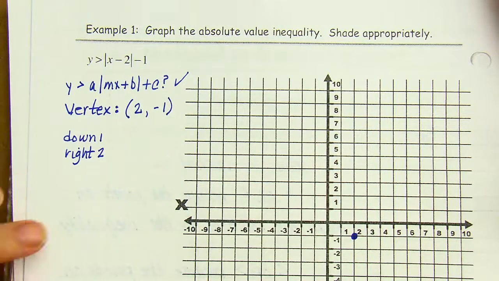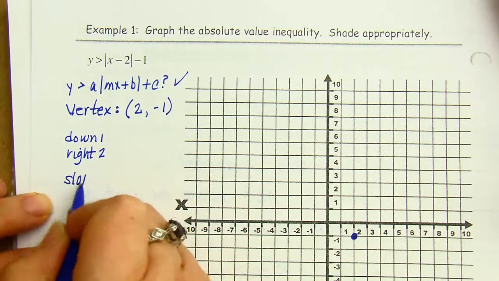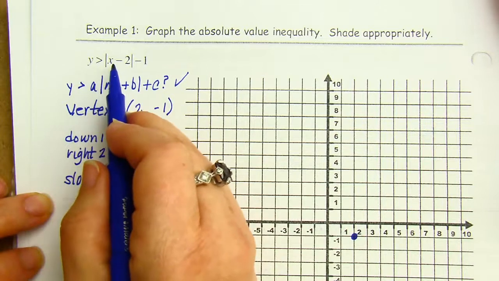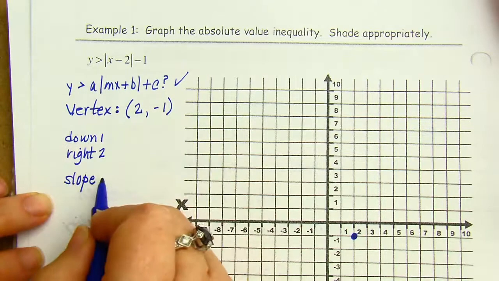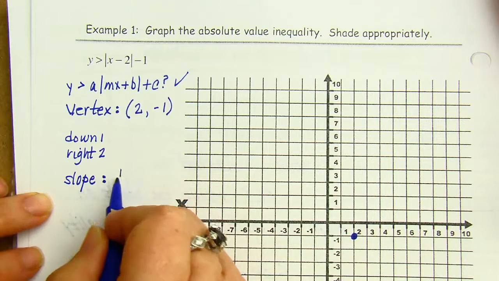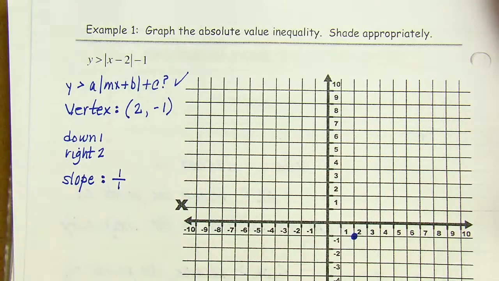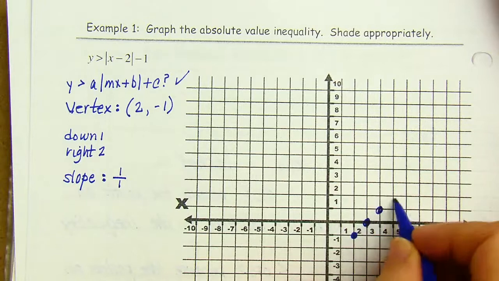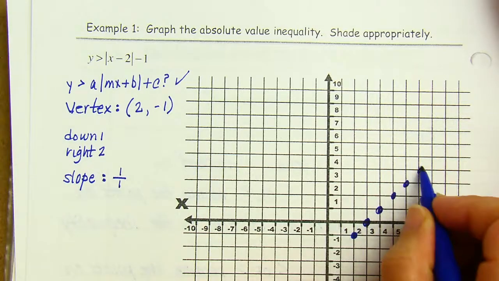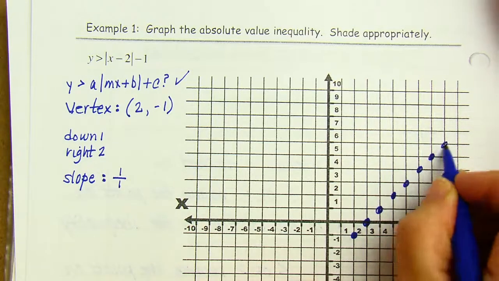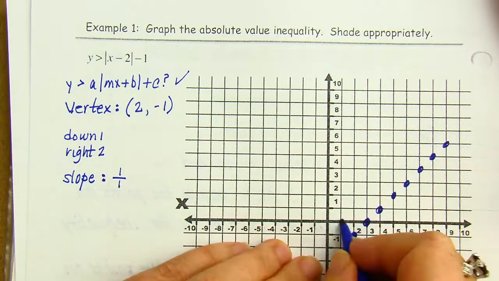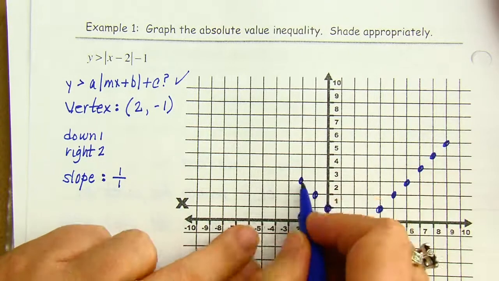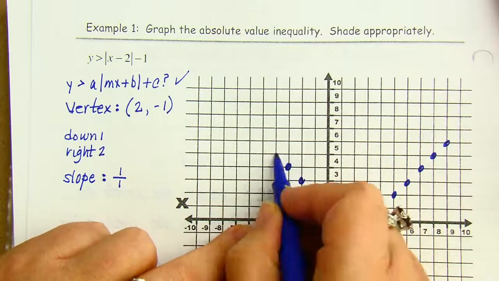What is my slope? Well, this thing is opening up because it's positive on the outside, and that's a 1, so my slope is 1, or 1 over 1. So on the right side of the graph, I'm going to go up 1, right 1, and continue going up 1 over 1 on that side of the graph, and then I'm going to use symmetry to put some points on the other side of the graph.